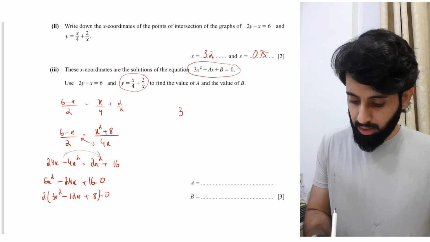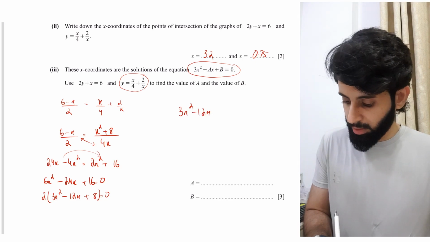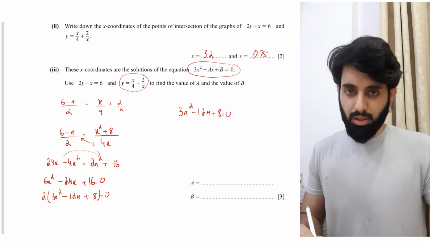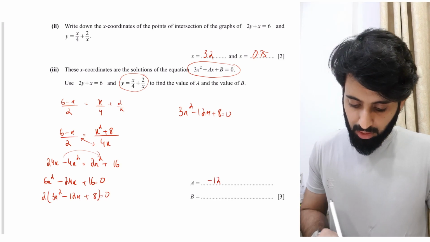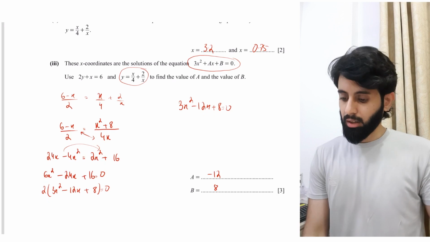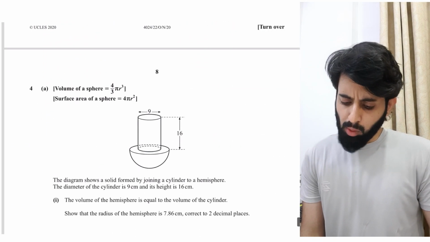And if I write this nicely, so we have 3x squared minus 12x plus 8 equals 0. Since this 2 gets divided by 0, it just vanishes. So a, you guys can see, is minus 12, and b, you guys can see, is 8. So yeah, wasn't too difficult.